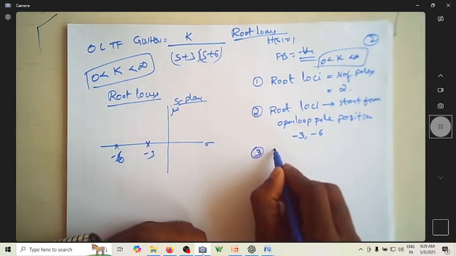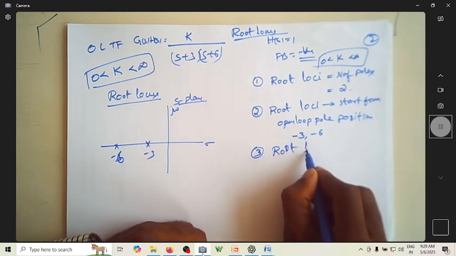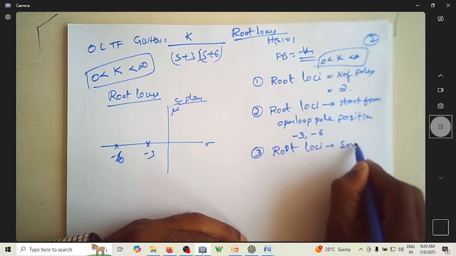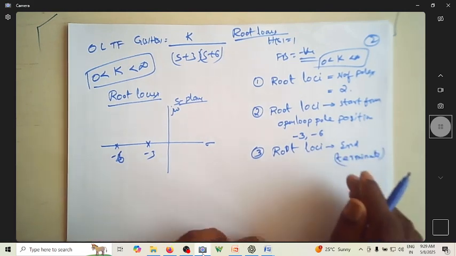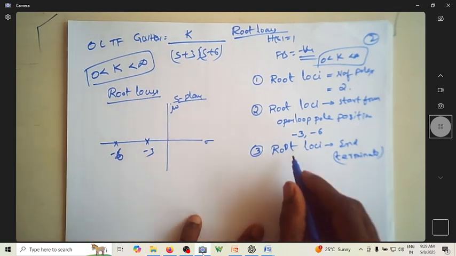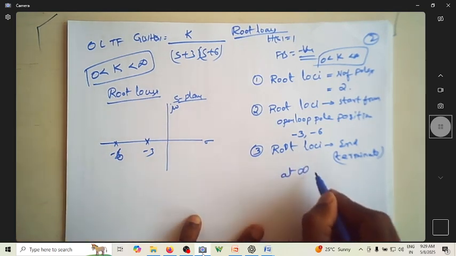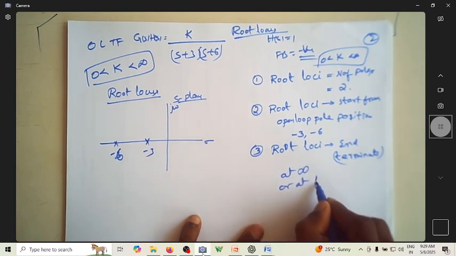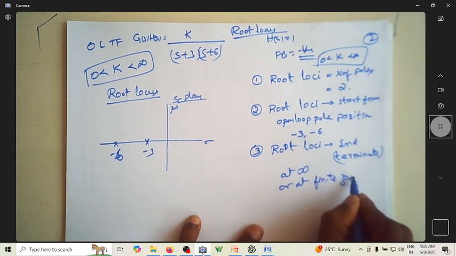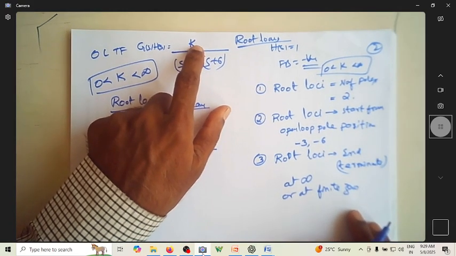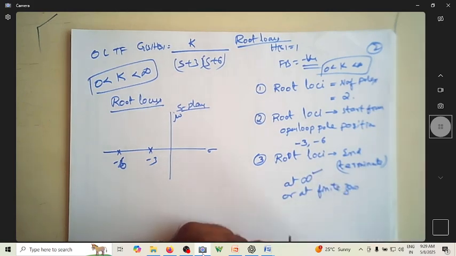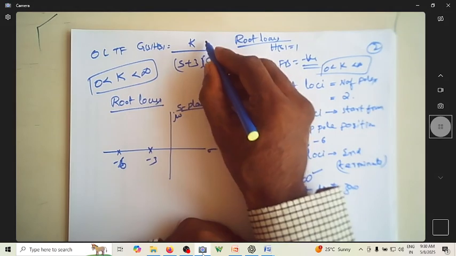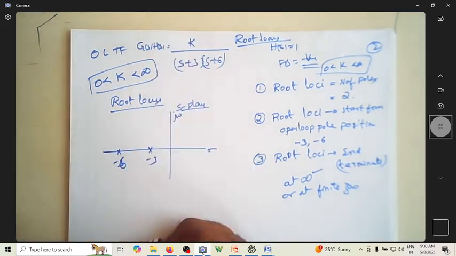Next is, where will a root locus end, or where will it terminate? We know that all root loci will terminate at infinity or at a finite zero. Now in this particular transfer function there are no zeros, so both the root loci will terminate at infinity, because there is no finite zero. Suppose you had a zero here, then one of the loci would have gone to that particular zero position.